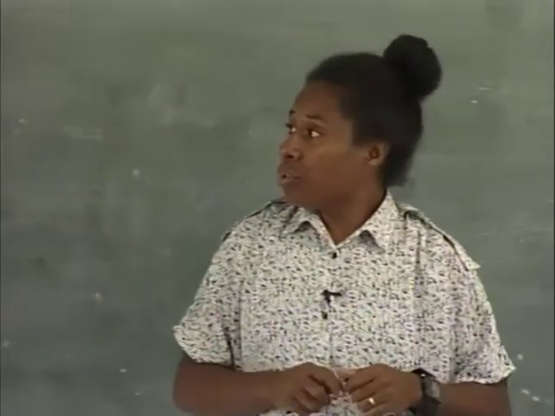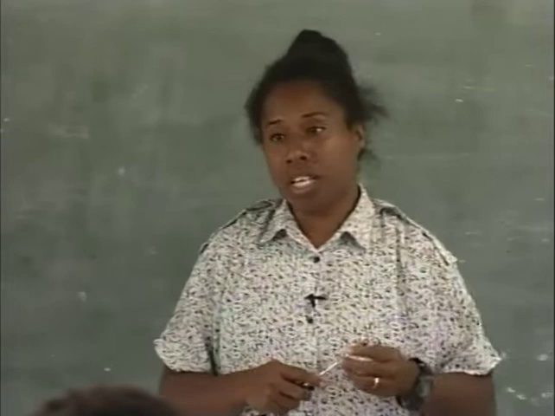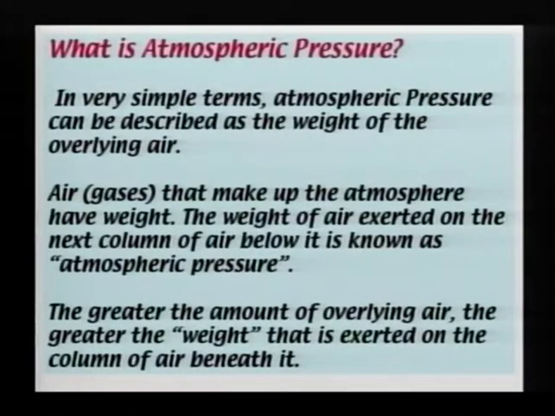Let's move on to the information from the monitor, which tells us what atmospheric pressure is. And again, it gives us a simple definition of what air pressure is. In very simple terms, atmospheric pressure can be described as the weight of the overlying air. Air or gases that make up the atmosphere have weight. If we can recall, we were looking at the percentage of the amount of different gases in our atmosphere.